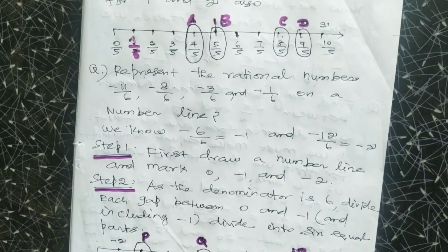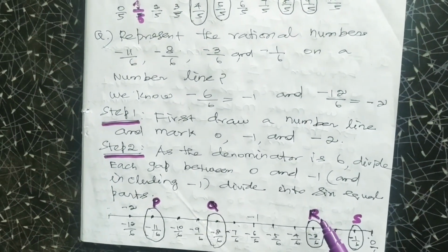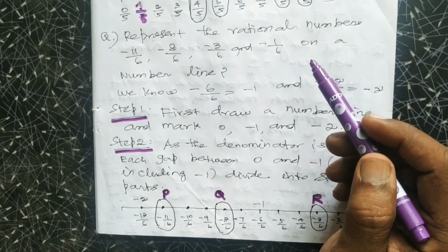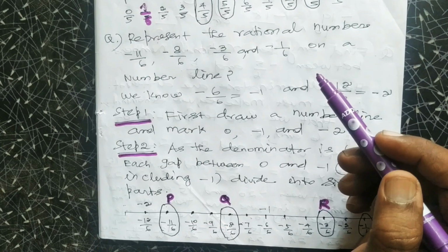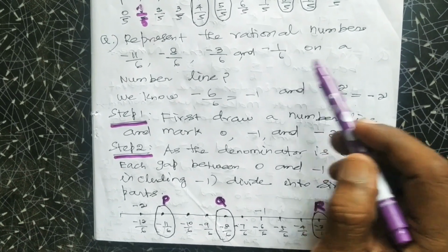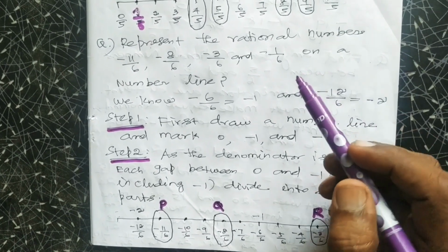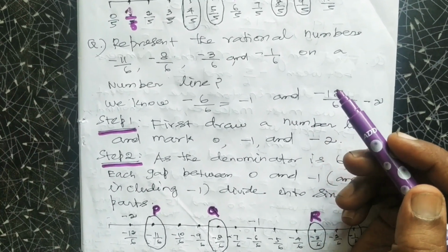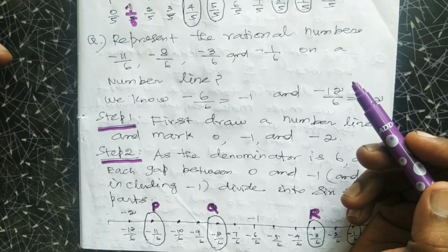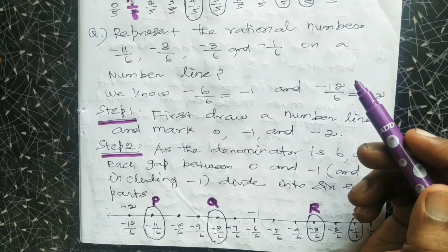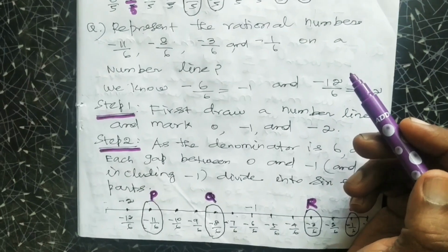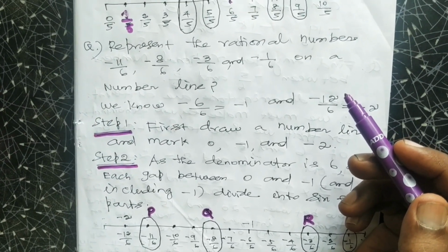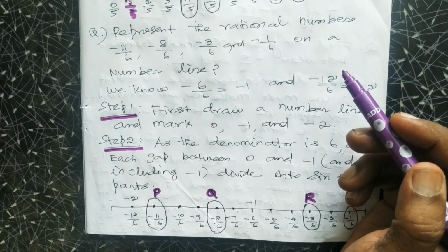Now let us see one more question for negative rational numbers. Represent the rational numbers -11 by 6, -8 by 6, -3 by 6 and -1 by 6 on a number line. It is negative, therefore you have to draw 0 and mark on the left side only. We know -6 divided by 6 is -1. The denominator is 6. 6 divided by 6 is 1, but we want minus, so -6 divided by 6 is -1.